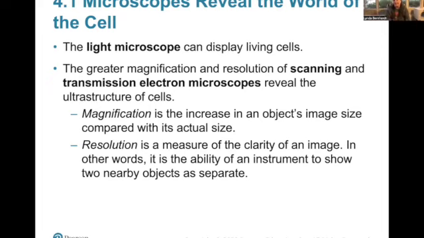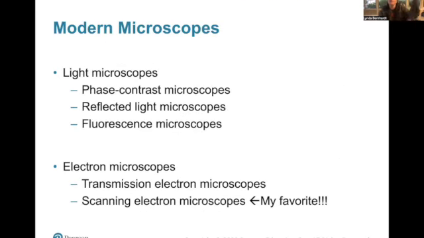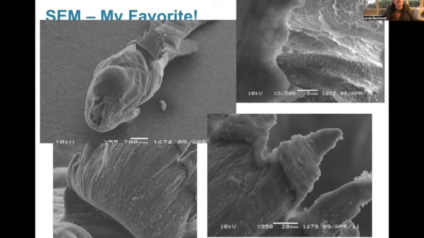We then have things to look at much smaller things, like the scanning electron microscope or the transmission electron microscope. Scanning electron microscope is my favorite because, of course, I have a favorite. So, light microscopes and then electron microscopes. Why is it my favorite? Well, because it's one I used and it's so cool. In grad school, I took scanning electron microscopy.